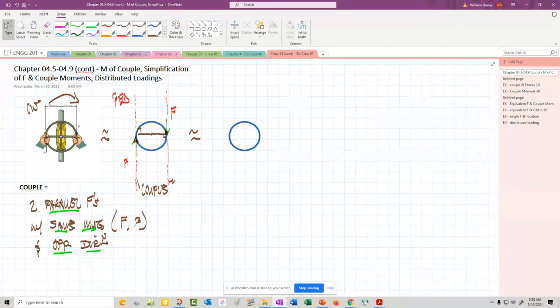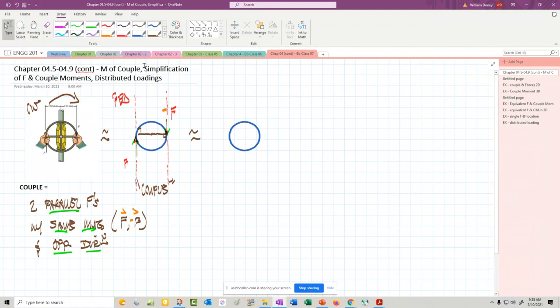Since forces have directions, technically we could make this a minus F. And that's what will happen in drawings. What that shows is that F shows they're the same magnitude, and the minus F shows that one is in the complete opposite direction of the other.